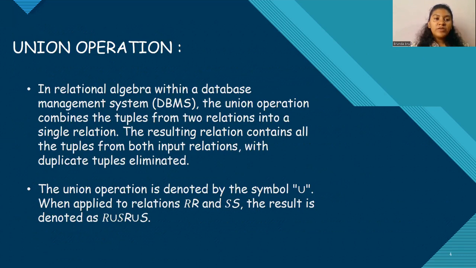So the first is the union operation. In relational algebra within a database management system, the union operation combines the tuples from two relations into a single relation. The resulting relation contains all the tuples from both the input relations with duplicate tuples eliminated. The union operation is denoted by the symbol ∪. When applied to the relations R and S, the result is denoted as R ∪ S.